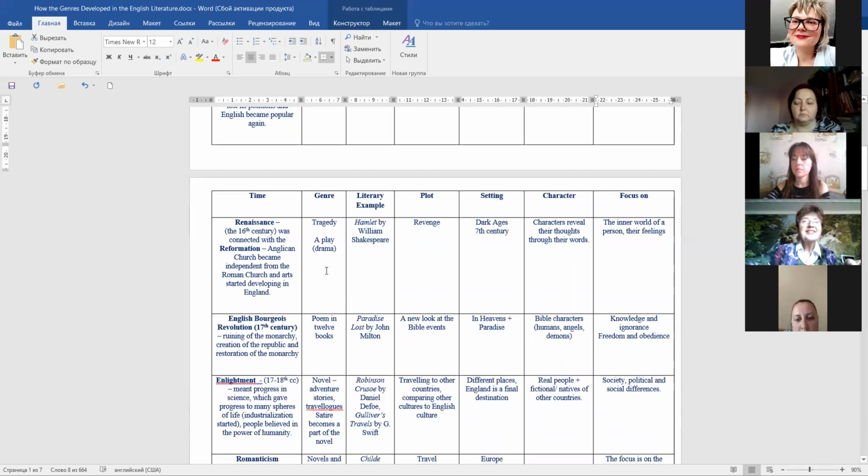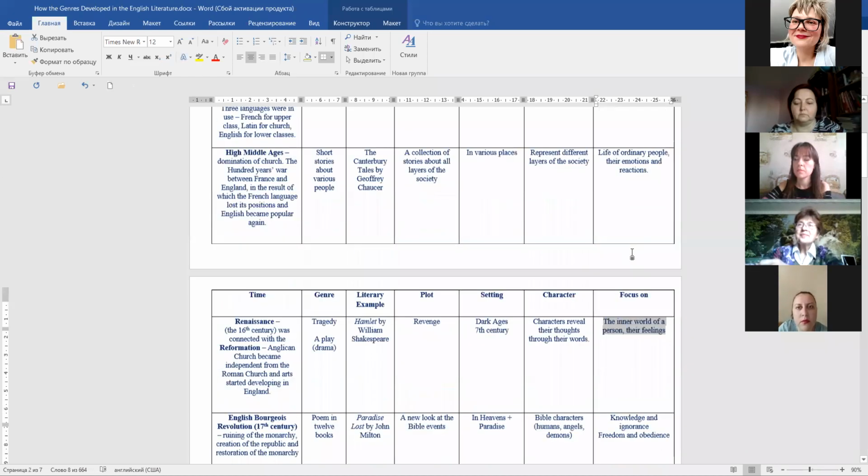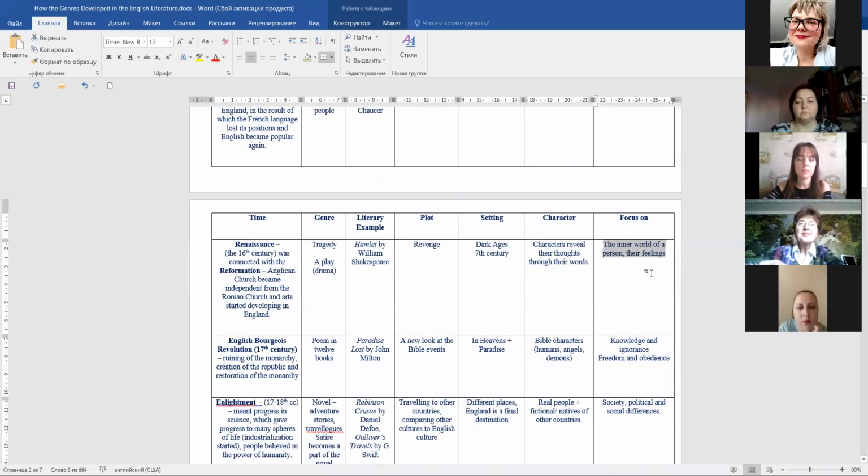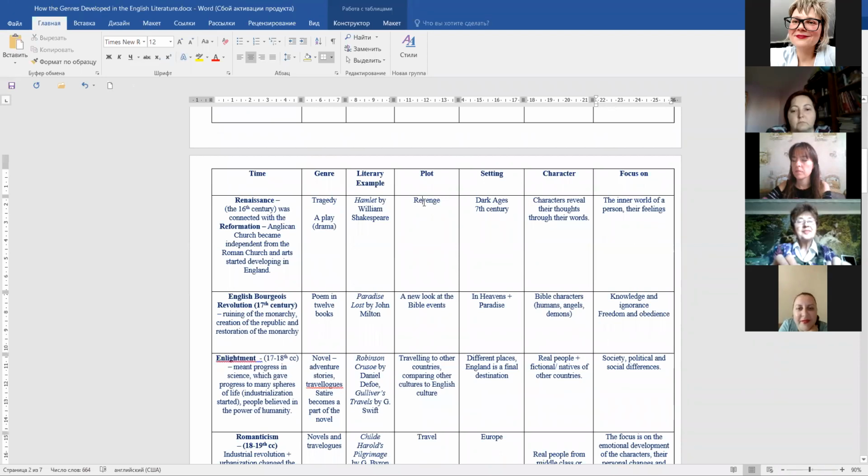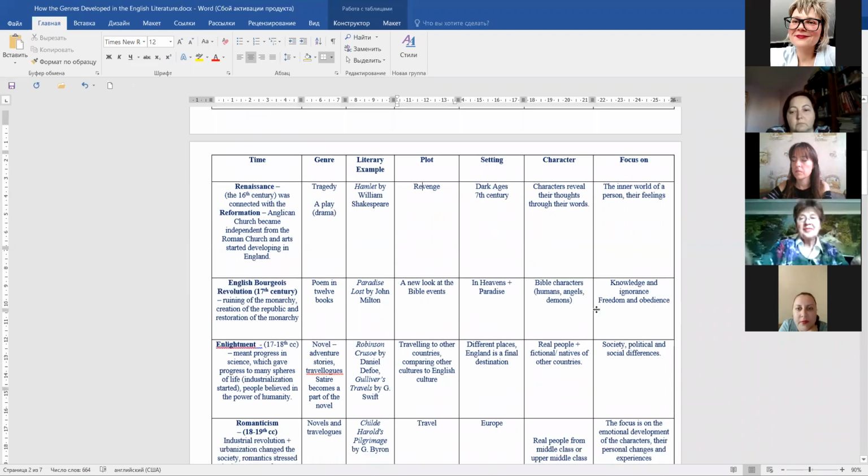So the Reformation, Shakespeare appears. And Shakespeare, imagine, is already the inner world of a person. Here, emotions, and now they will start thinking about love. I love you, I hate you, I'm envious, or something like this. And all this revenge, envy, hatred are the plots of Shakespeare's works.